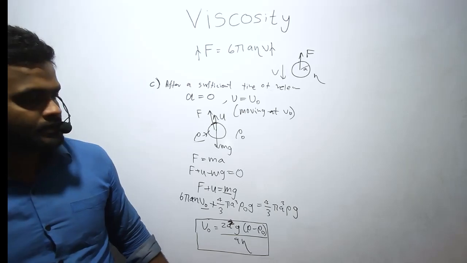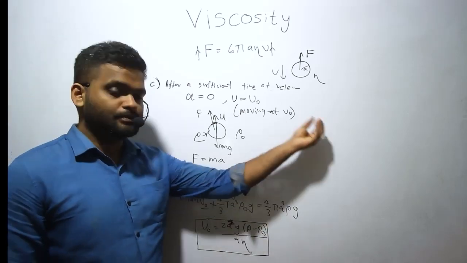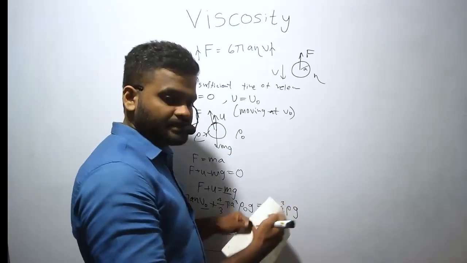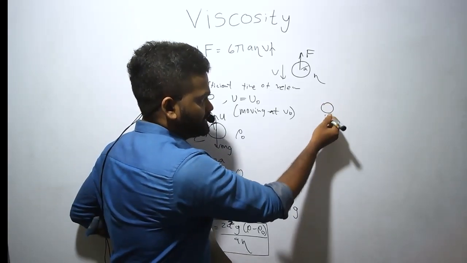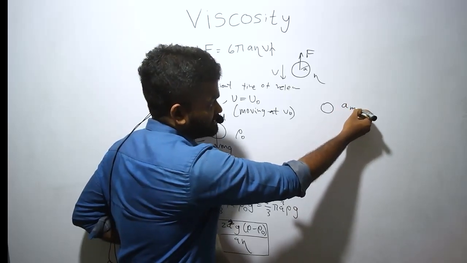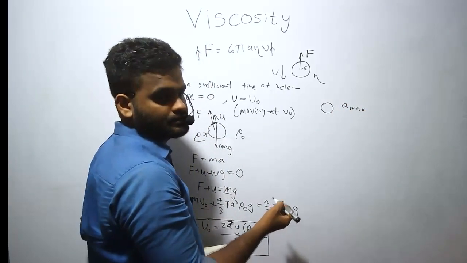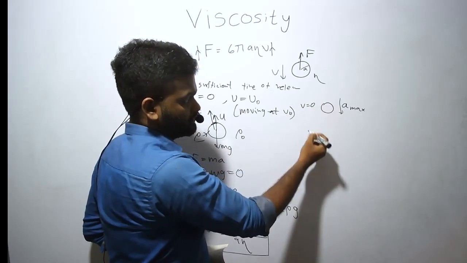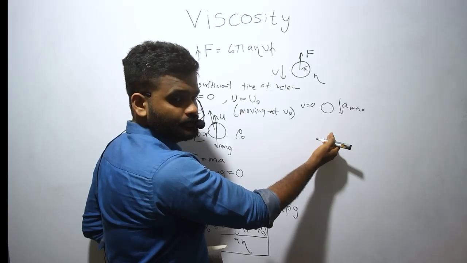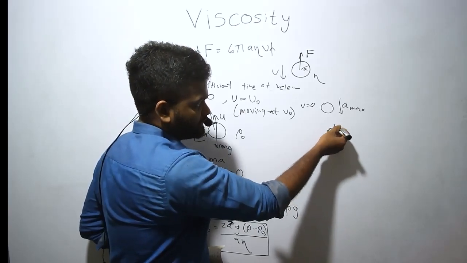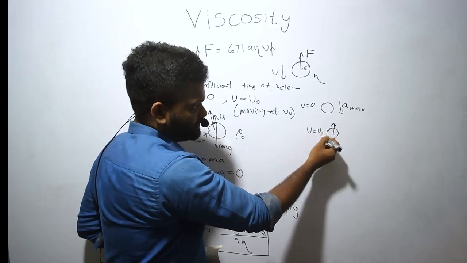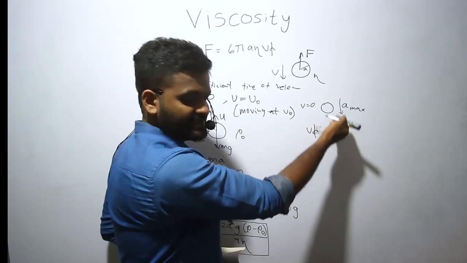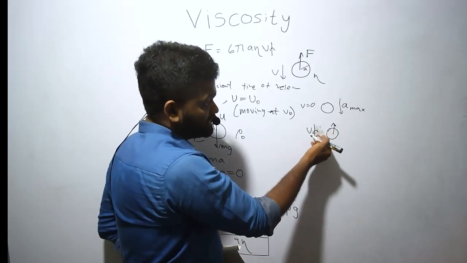So this is what happens to a small sphere falling through a liquid, right? I'll just revise that again. Initially, since the velocity is zero, it has maximum acceleration downwards. But as it falls through, it gains velocity. As it gains velocity, velocity increases because it is accelerating downwards, right?